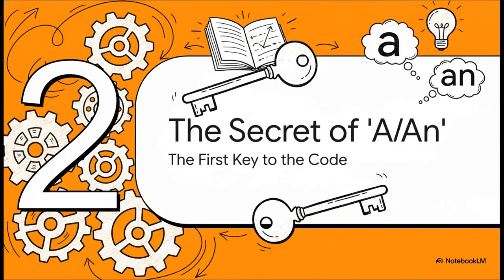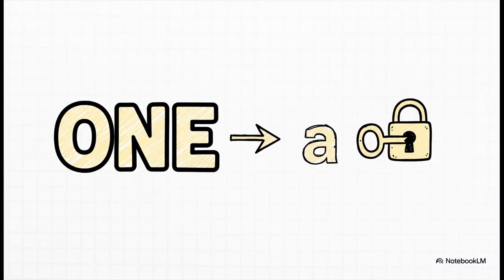All right, let's move on to section 3, the secret of a/an. This right here is the first major key to cracking the whole article code. I'm telling you, this one little insight is going to clear up so much confusion. That's it. Seriously, that's the big secret.